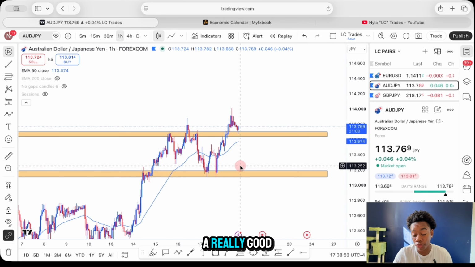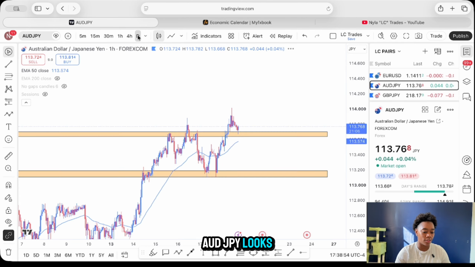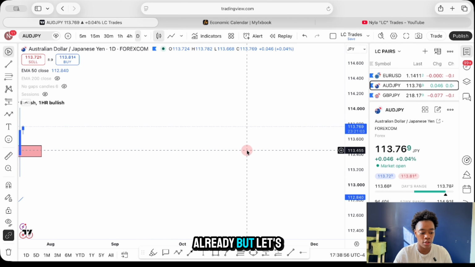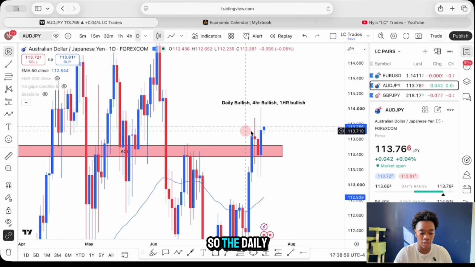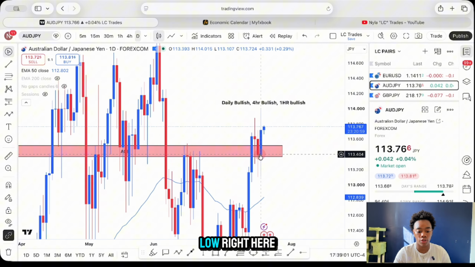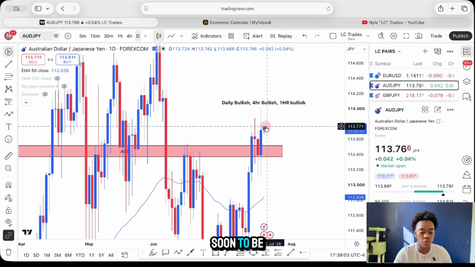So this is a really good one. Actually, AUDJPY looks pretty much ready already, but let's break it down first. So the daily is going to be bullish. This is our higher low right here. This is our soon to be higher high. Hopefully, we have to wait and see.